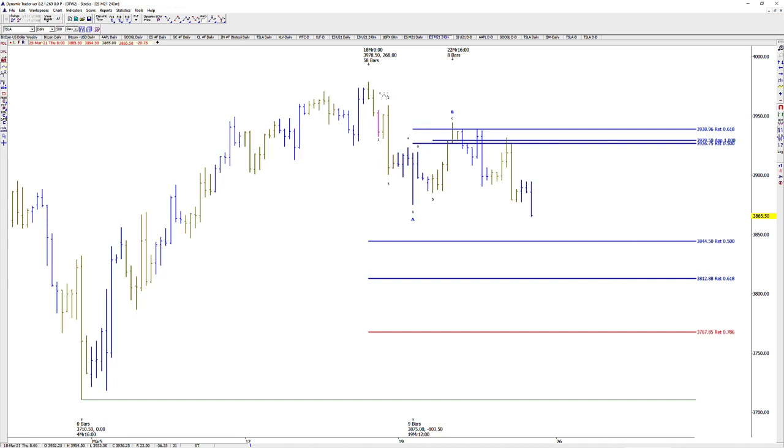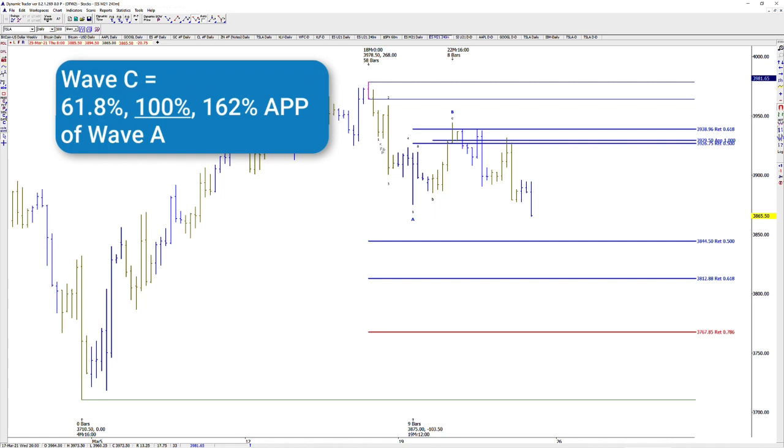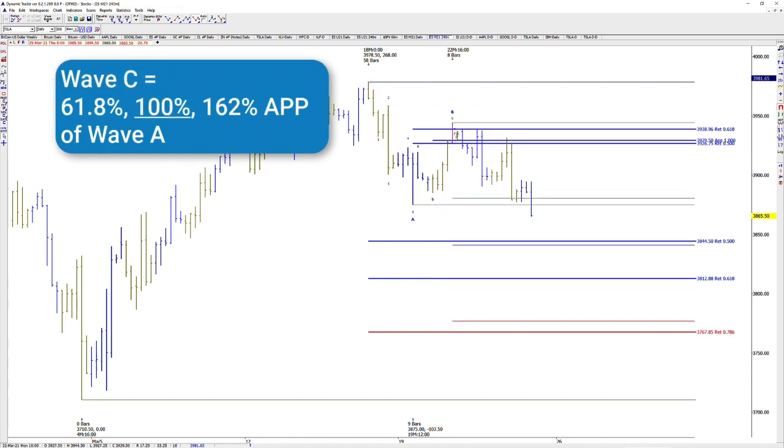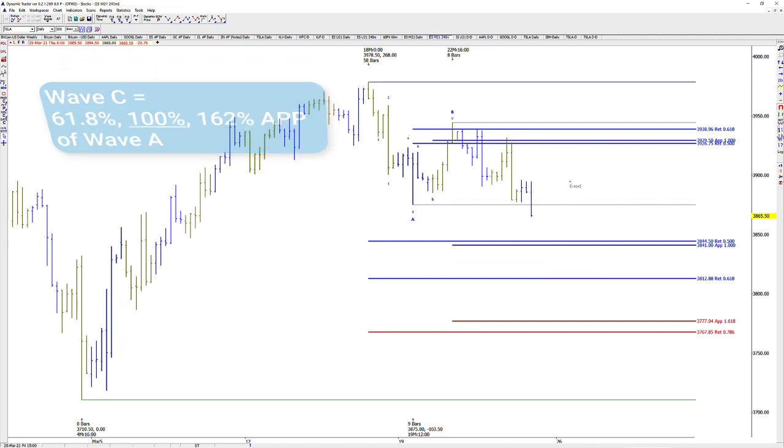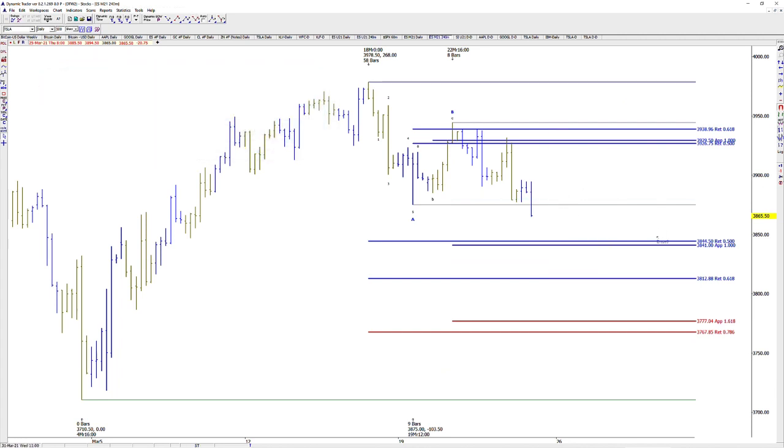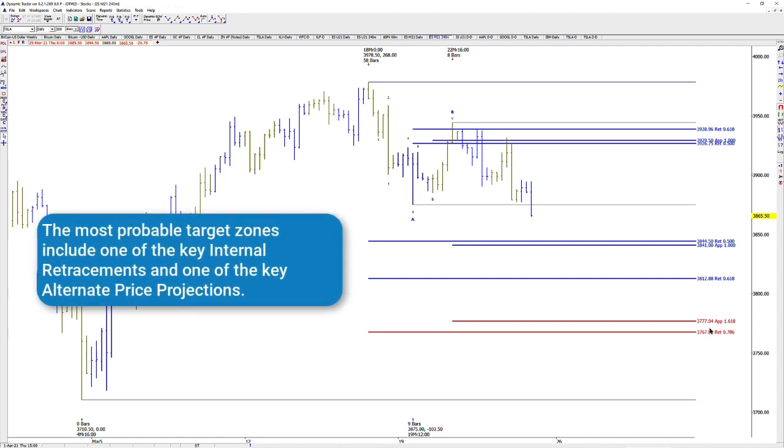And then we want to do the alternate price projections of wave A from the wave B high. So let's do those, and let's make sure that we've chosen. So we measure the range from the wave A, we do it from the wave B high, and again, 62% is above where the market is already, so we can get rid of that. So we've got two zones. The 100% alternate price projection falls again right near the 50%. And then again, interestingly, down near the 78.6% retracement is the 162% alternate price projection.